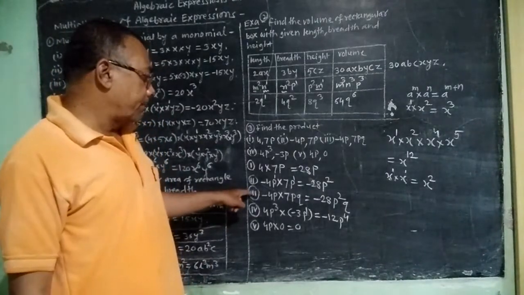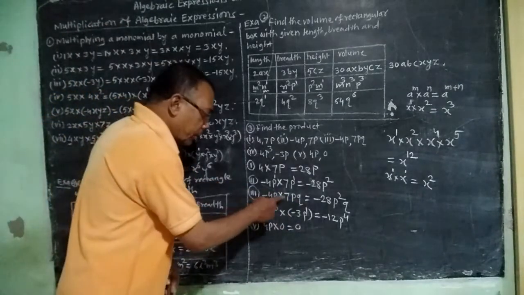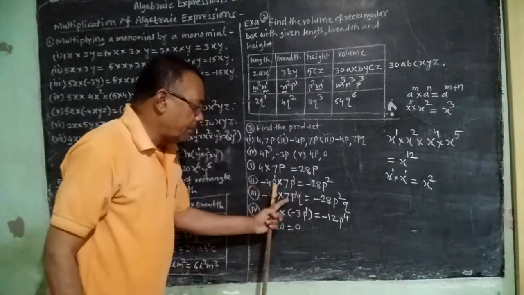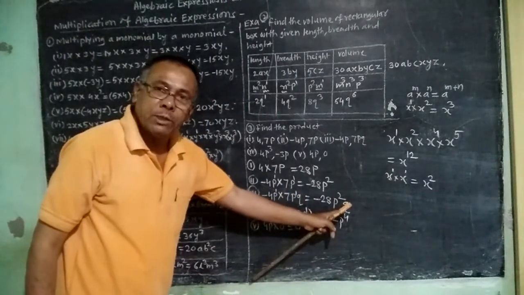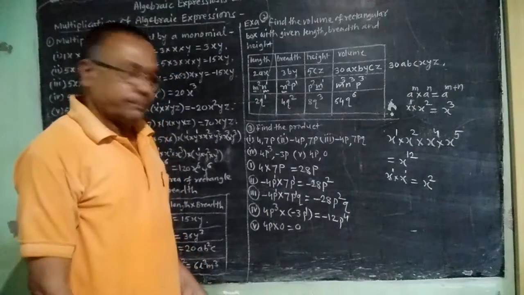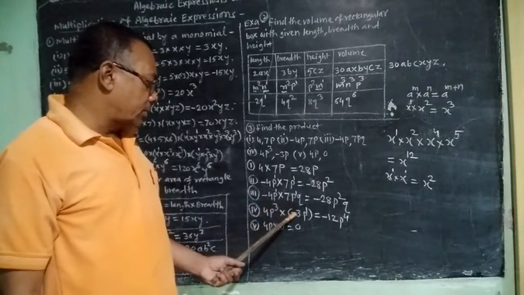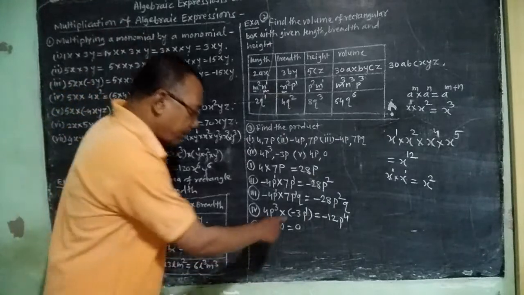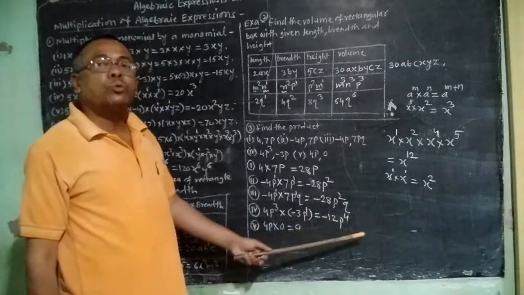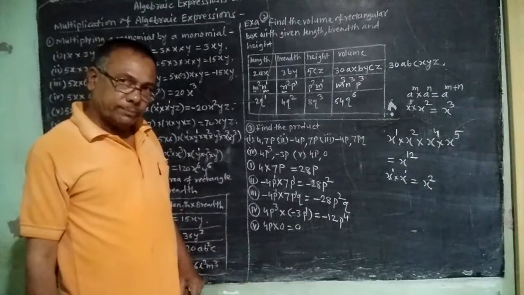Again in the third example, minus 4p into 7p cube. Here minus 4 into 7, it will be minus 28. Here p and p, so it will be p square, and q is one, there is no pair, so write q as it is. So our answer is minus 28 p square q. In the fourth example, 4p cube into minus 3p, that is equal to minus 3 into 4, it will be minus 12, and p cube into p, that is p raised to 4, because 3 plus 1 is equal to 4, so p raised to 4.